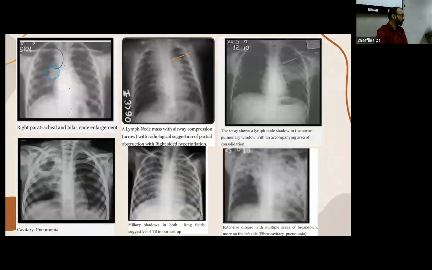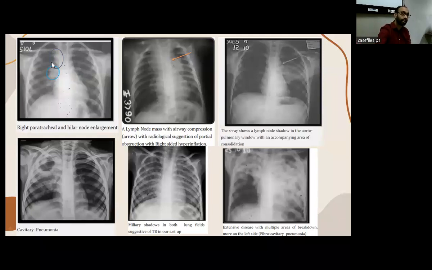So the findings that we usually can see on the chest X-ray can be seen even in our surgical patients. So it's important to remember that pulmonary TB can overlap any other surgical condition as well. So recognizing these clinical findings on chest X-ray is important.